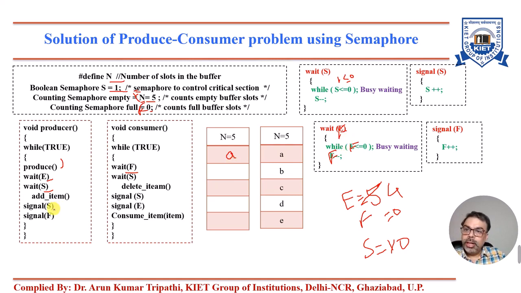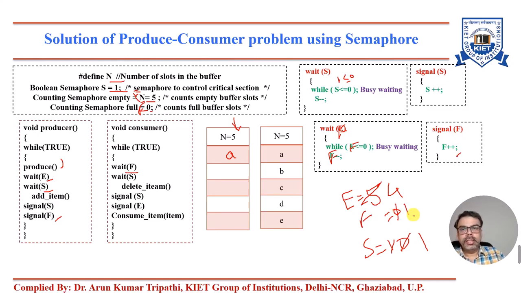Now the producer will put an item into the buffer. That means in the array that we have taken, it will add the item, and after that it will signal that the consumer can now consume an item. So again it will set the value of S as 1. After this, it will signal F. Signal F means it will increment the value of F, so F is equal to 1.